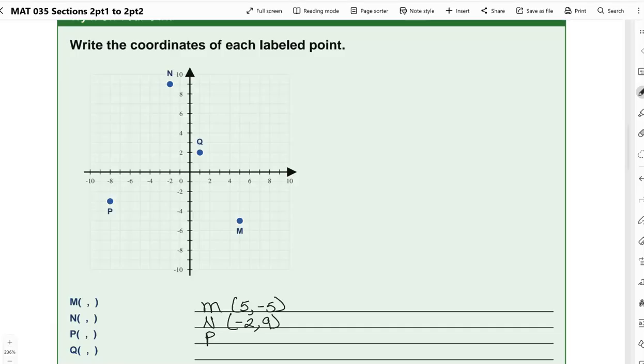P is in quadrant 3. To get there from the origin, we're moving left 8 and down 3. So (-8, -3). And then Q is in quadrant 1. So we're going to move right 1 and up 2. So we're at the point (+1, +2).